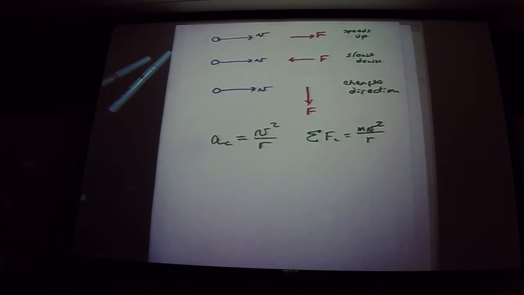Notice that if the race car takes the corner too fast and friction is not enough to keep it moving in a circle, it will slide to the outside and crash into the wall.